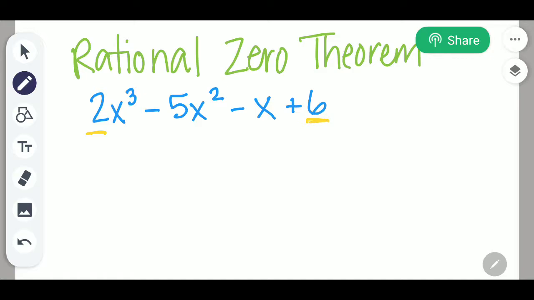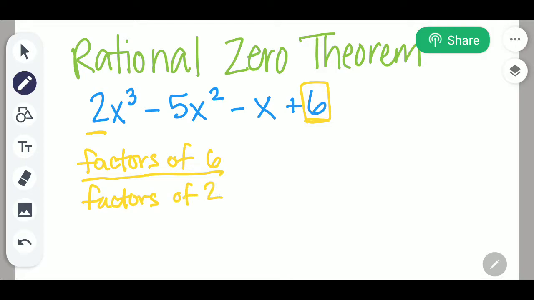6. So in this case, you're going to take the 6, and you're going to put factors of 6 in the numerator over factors of 2 in the denominator. And it's always going to be the positive and negative. So let's look at this. You always take your ending constant here, that's your top, your numerator, and then you take your leading coefficient as your denominator. And in some cases, you'll see it referred to as P over Q.